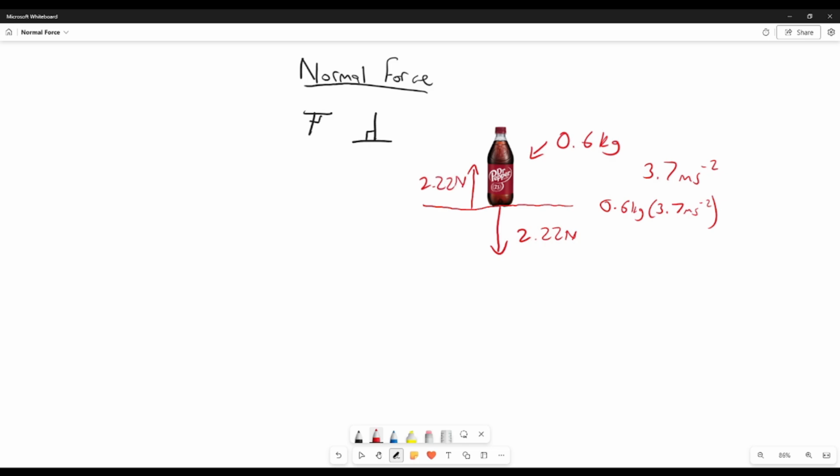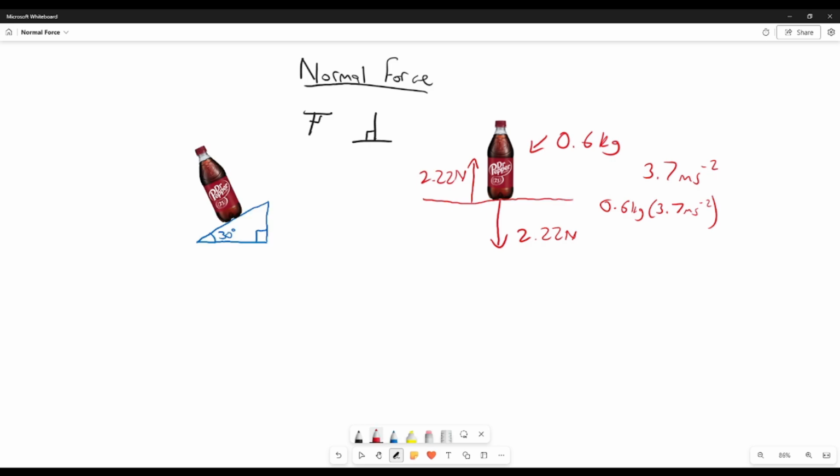Okay, so whatever. Normal force is super easy. It's just the opposite of the weight, right? Well, not always. We'll move back to Earth. This time we'll place our bottle of Dr. Pepper on an incline. In this case, gravity is still pulling directly down, but our normal force isn't going to be in the opposite direction of gravity. Remember, the normal force is going to be perpendicular to the surface the object is sitting on, which means our normal force is going to be acting this way.